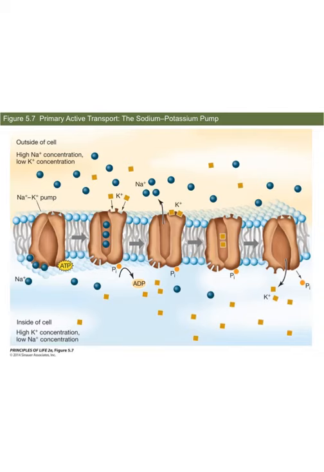Now, when the potassium bumps into the right spots and it fits in there, that is going to cause another conformational change, which is going to bring those potassiums into the cell and release that phosphate. Okay, now when that phosphate is released, it leaves it open and available where the protein is now able to accept sodium ions.